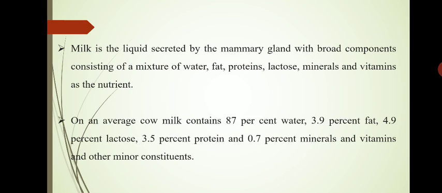That's why we call milk a complete food, because it has all the dietary components that are necessary for normal growth as well as development. On an average, cow milk contains around 87% water, 3.9% fat, 4.9% lactose, 3.5% protein and 0.7% minerals and vitamins and other minor constituents.